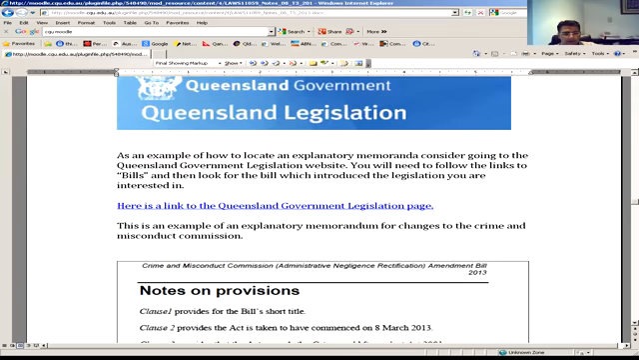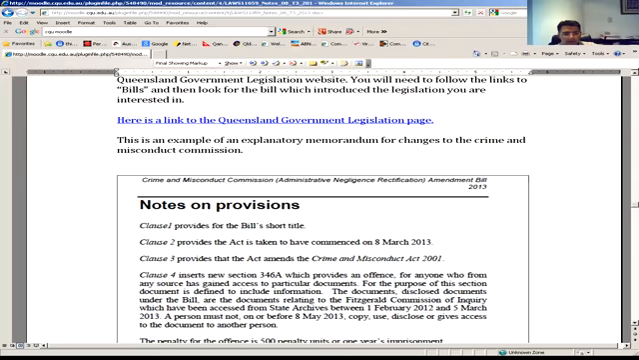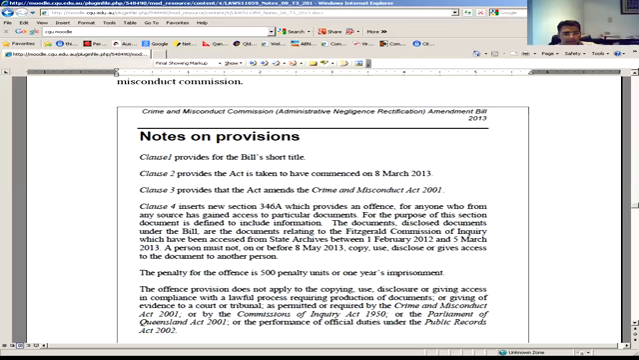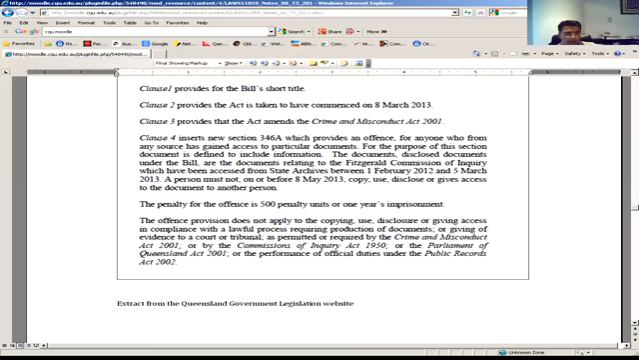In the Queensland legislation, here's an example of an explanatory memorandum, notes on provisions, and then it gives you clause 1, which will be what will become section 1. The bill is the name of the act before it becomes an act. So up until the time when it becomes an act, and the process of becoming an act involves royal assent by the governor, in, say, the Queensland context. And the different clauses and then what they mean.